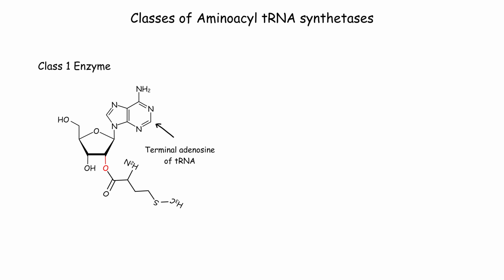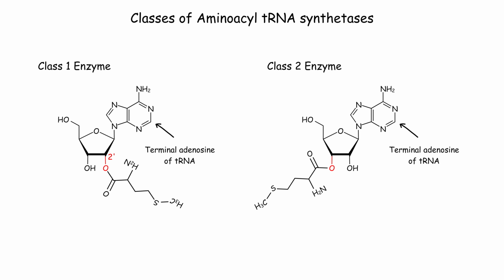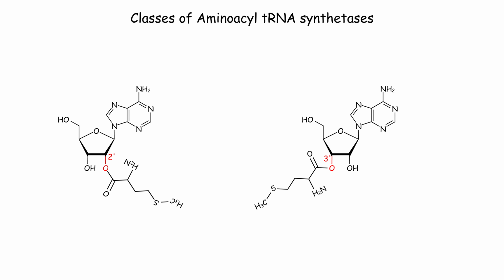Based on where these enzymes attach the amino acid on the tRNA, aminoacyl tRNA synthetases are divided into 2 major classes. Class 1 enzymes attach the amino acid to the 2' OH group of the terminal adenosine and approach the tRNA from the minor groove. Class 2 enzymes attach the amino acid directly to the 3' OH group and approach from the major groove. In many cases, when attachment initially occurs at the 2' OH group, the amino acid is later shifted to the 3' OH group through a process called transesterification.